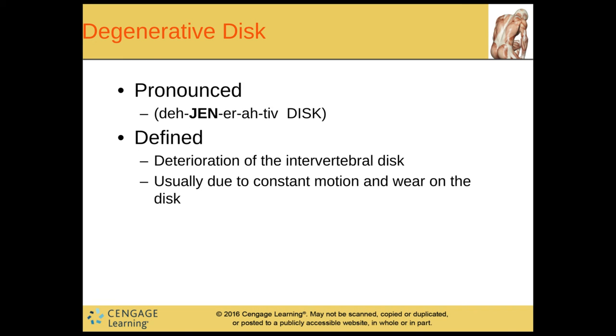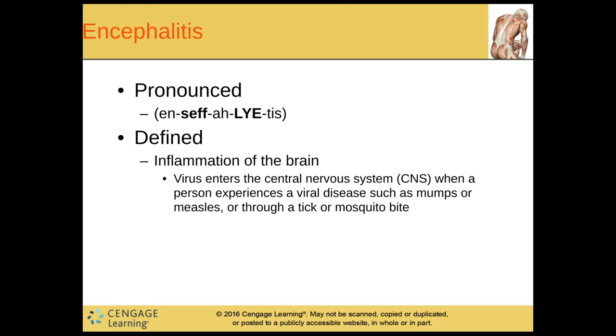We have degenerative disc. So this is a deterioration of the intervertebral disc, which we talked about, I think, in week 1 when we talked about the skeletal system. It's usually due to constant motion and wear on a disc, and that's in your back. So we have encephalitis. This is inflammation of the brain. So a virus enters the central nervous system when a person experiences a viral disease such as mumps or measles, or through a tick or a mosquito bite. So it just makes your brain inflamed.